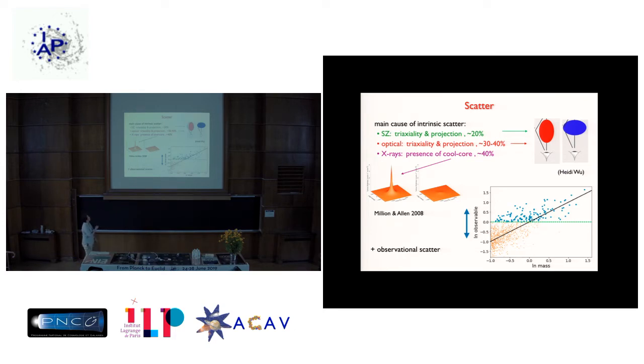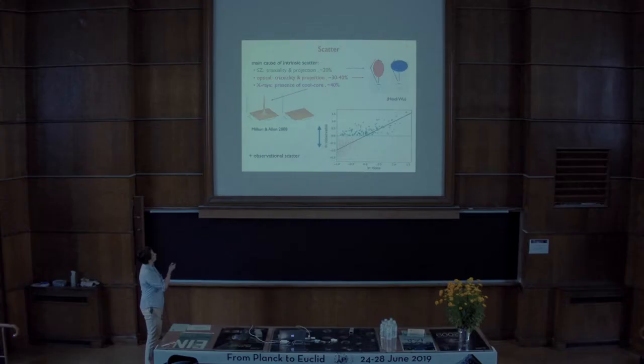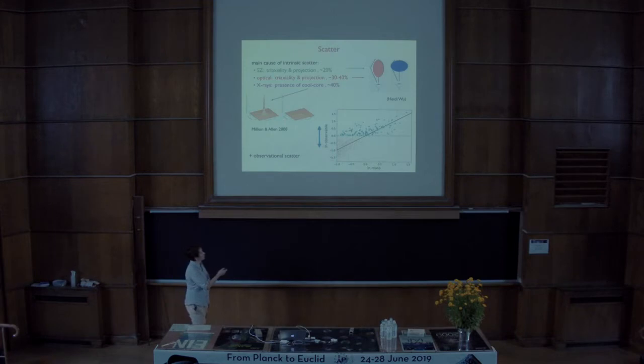In X-rays, the scatter is entirely driven by whether you have a cool core or not. This is a plot of surface brightness of two clusters. Sometimes a cluster has a cool core in the center, but sometimes it doesn't. You can see that the presence of a cool core makes the cluster much, much brighter. So these effects are what drive clusters to be away from the mean line and to scatter up and into your sample, or to scatter down.